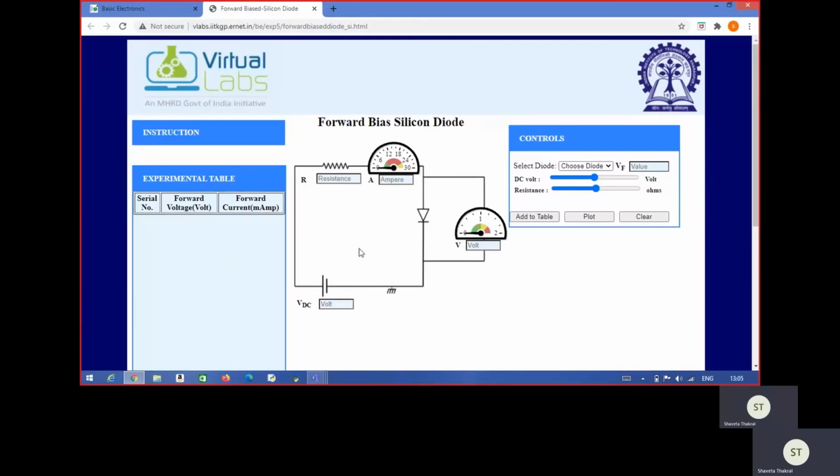So what are the steps? First of all, we set the DC voltage to 0.2 volt. So we put the value of this DC voltage at 0.2 volt. We can see here as we are varying the DC voltage. Here the DC voltage is set at 0.2 volt.